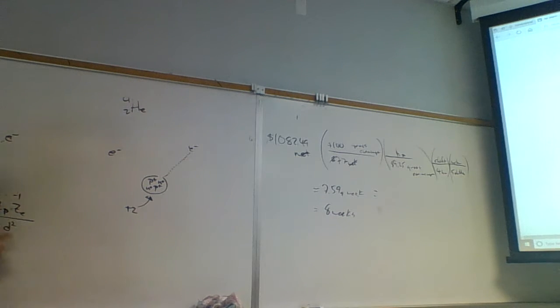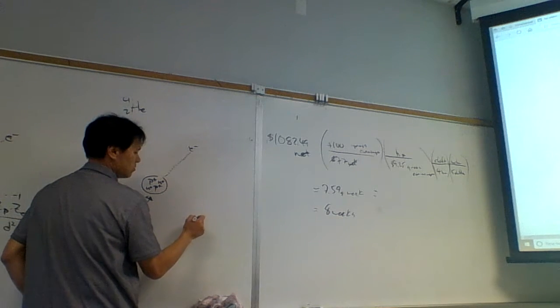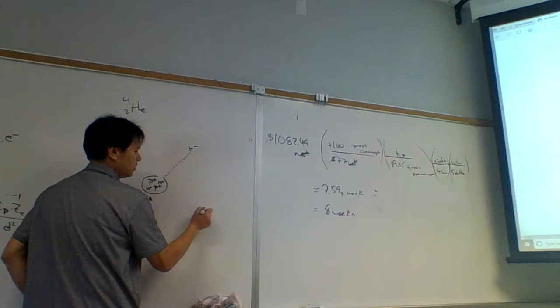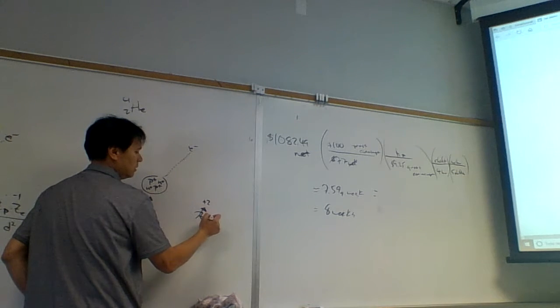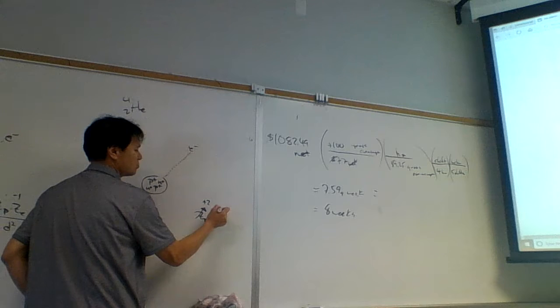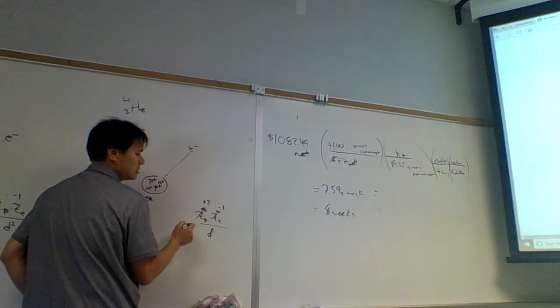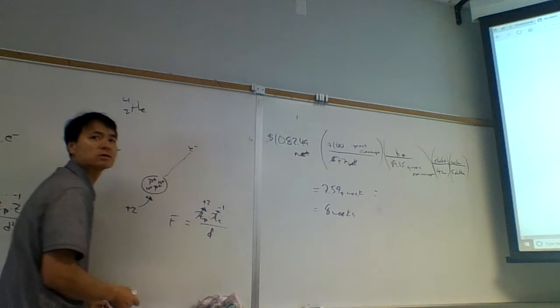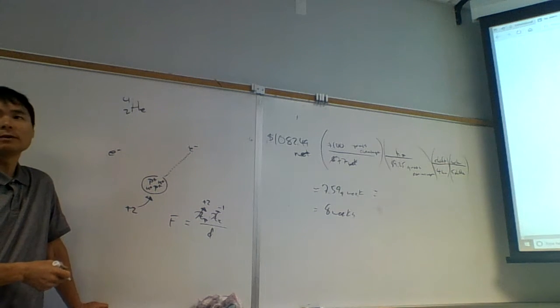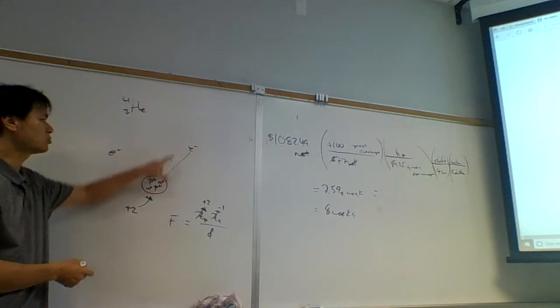That's because now Z of the proton is what? Z of the proton is +2. Z of the electron is the same at -1. Let's say the distance is the same. If the distance is the same, what just happened to the force? It doubled. The force is twice as strong.